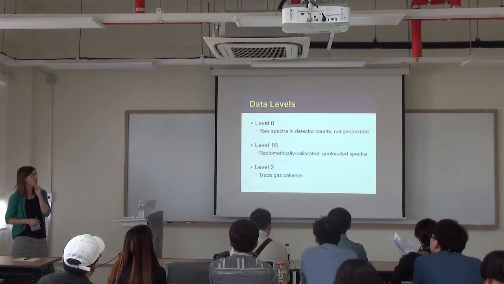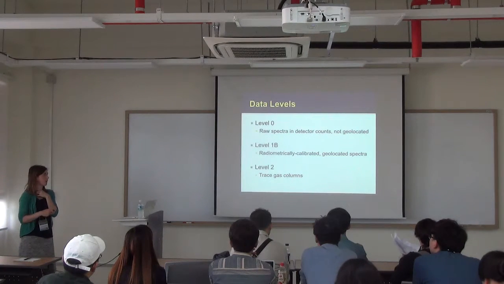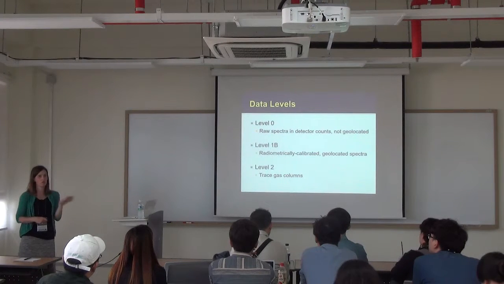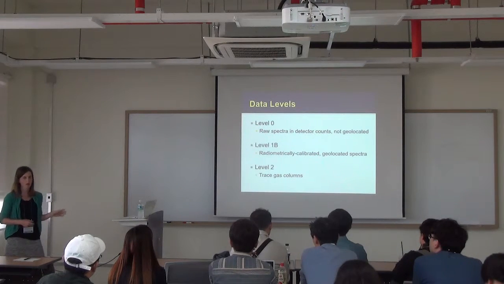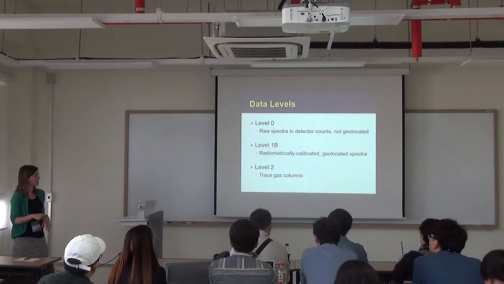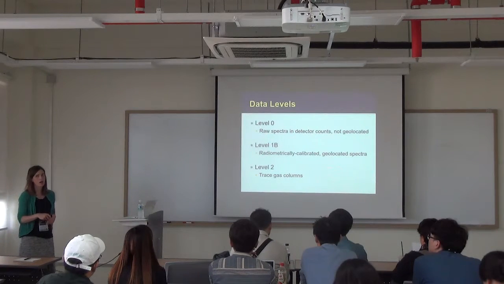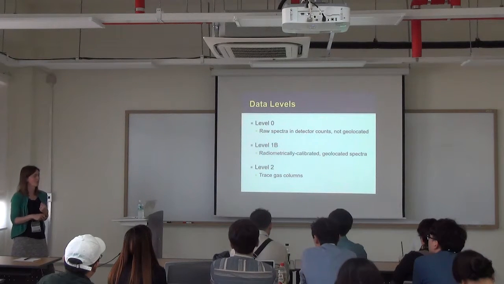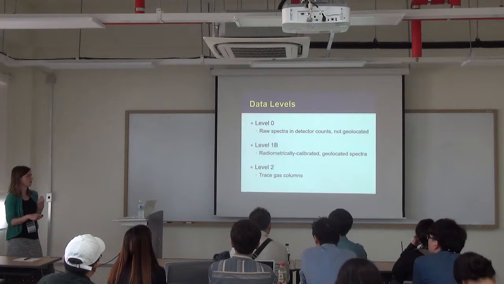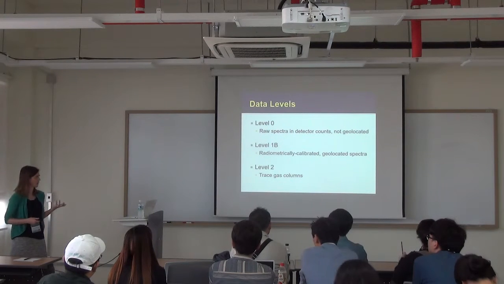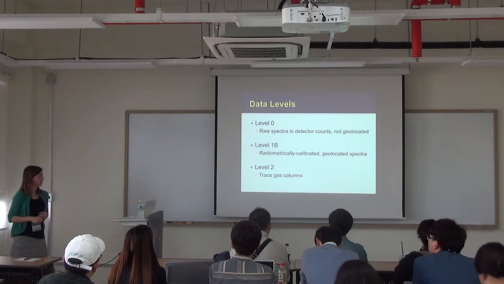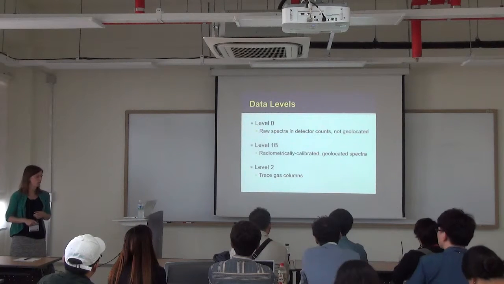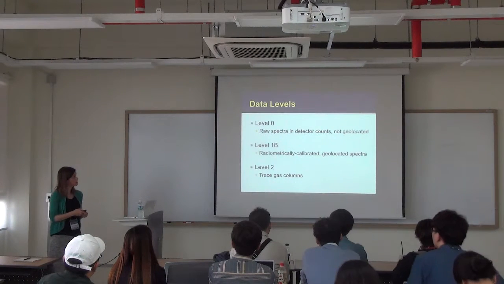So just to get everybody on the same page, this is old news to a lot of people, but level 0 data is raw spectra and detector counts, no geolocation. It's basically what's come directly out of the instrument. Level 1B is what most people will analyze when they look at spectra, and that's radiometrically calibrated and geolocated spectra. There's a level 1A somewhere in the middle of this. Usually not radiometrically calibrated, it has some kind of geolocation, I believe. And level 2 is the trace gas columns that we're trying to derive.